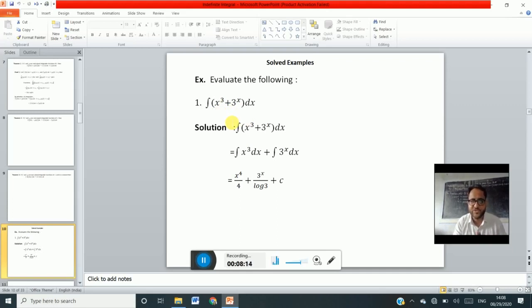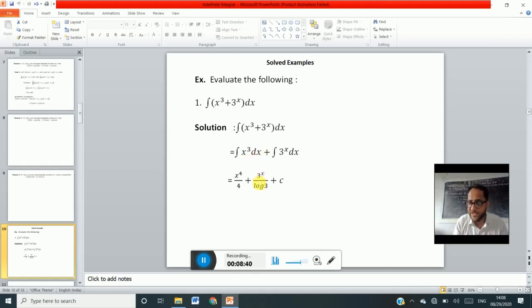You say the first one is x cube, the second is 3 to the power x, right? So according to the first theorem, the integral is separated. So integration of x cube dx plus integration of 3 to the power x dx. Now we formulate this by using the standard formula of integration of x to the power n. Here x to the power constant, right?